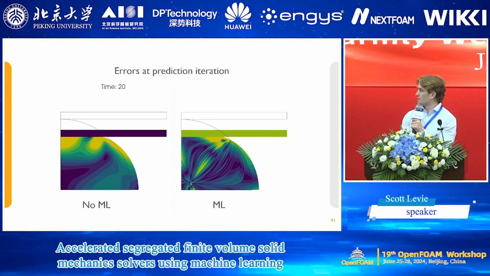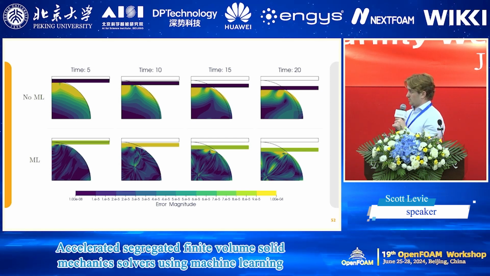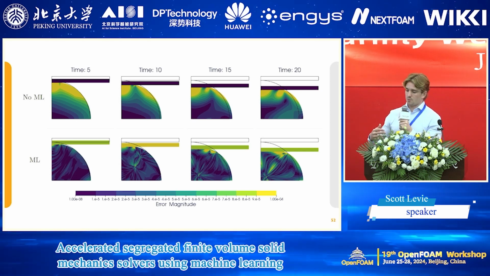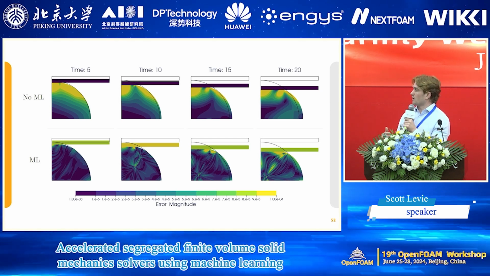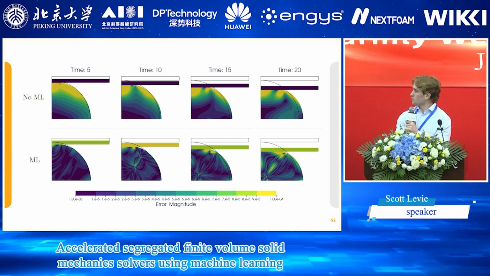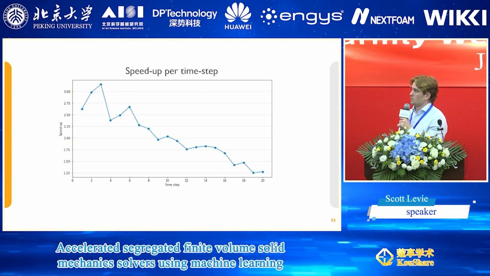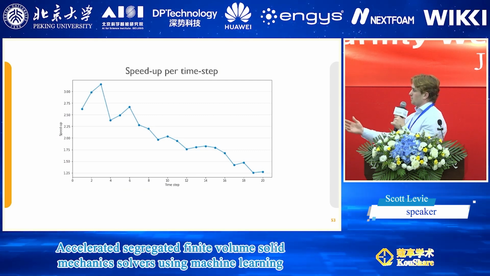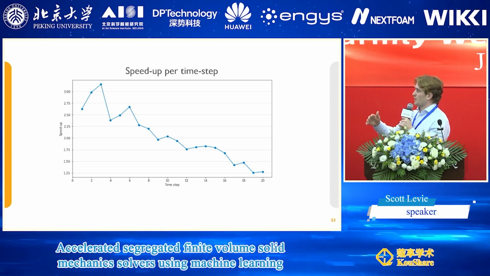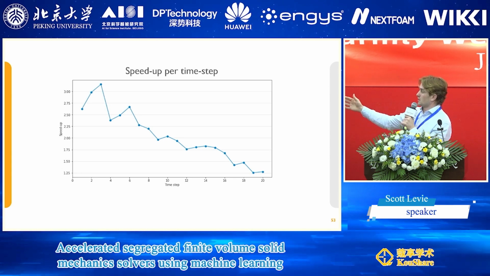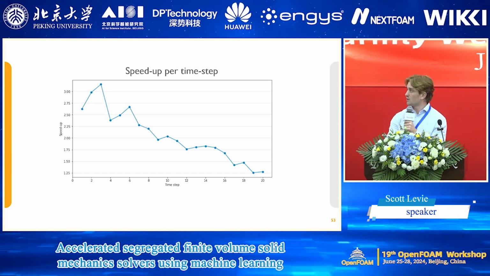A reasonable explanation for this is that as the time step progresses, the difference between the fine mesh and the coarse mesh solution, the error compounds. This is in line with this graph, which is showing the speed up of each time step in comparison to the time step. It's greater at the start, and as the time steps continue, the speed up drops off just because of the compounded error that I just mentioned.